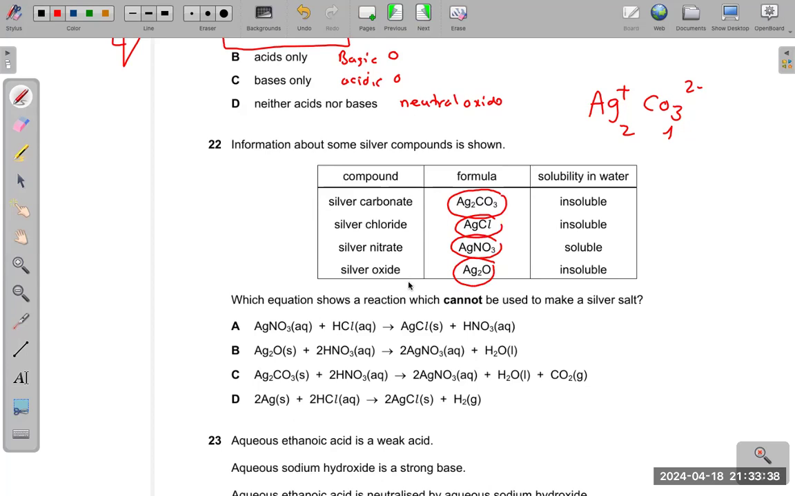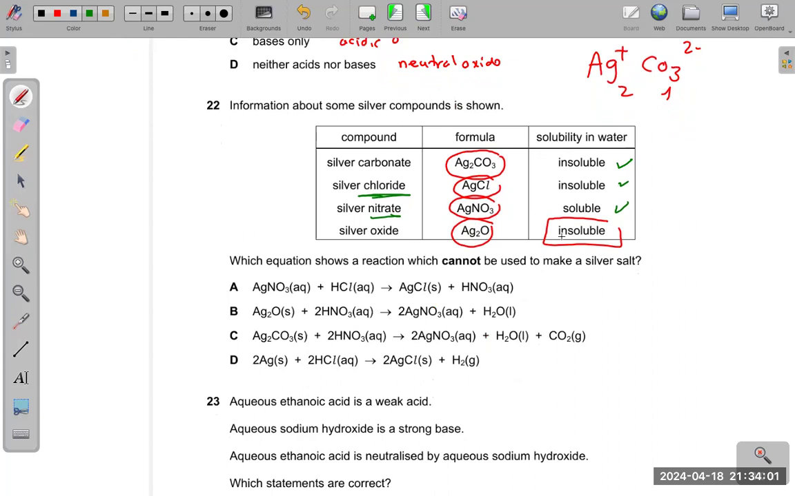Which of these statements about solubility is correct? Silver oxide is insoluble. Sorry, nitrate is soluble because it is a nitrate. The chloride is insoluble, we know that. The carbonate is insoluble, we know that. So these three are correct. This is the only one which is insoluble. Okay, this is insoluble. Which equation shows a reaction which cannot be used to make a silver salt?